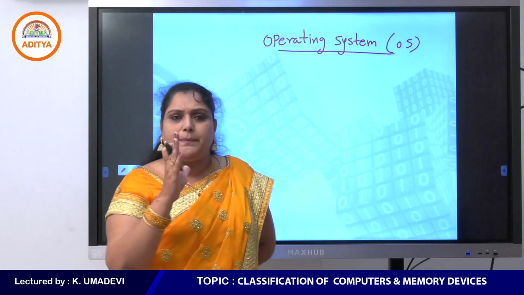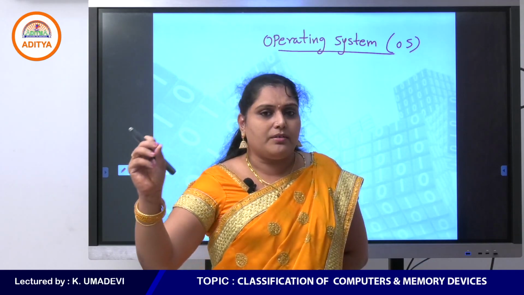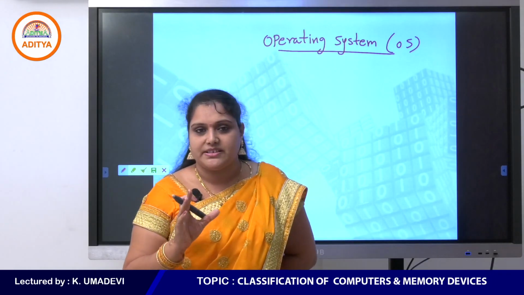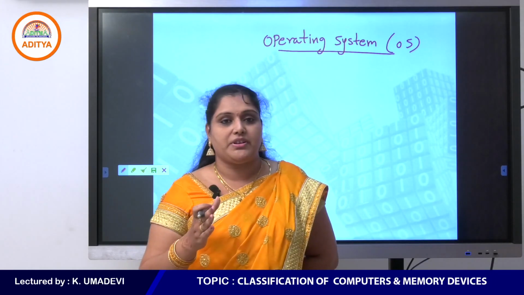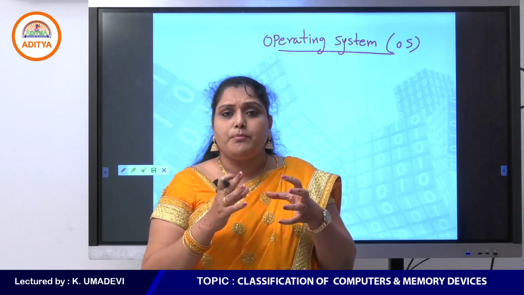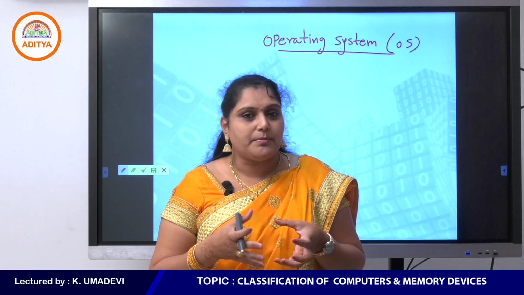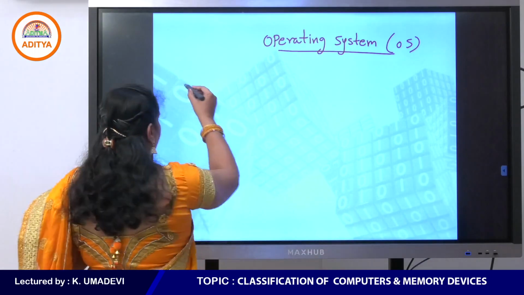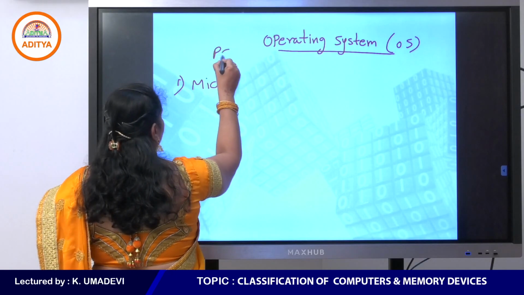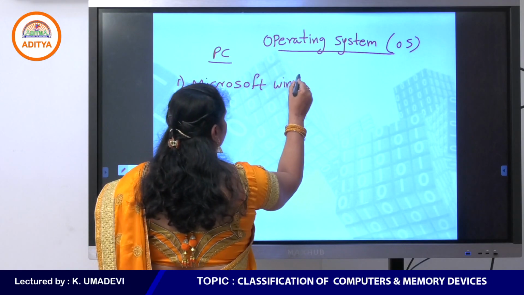Most people use the operating system that comes with the computer, but it is possible to upgrade or even change the operating system, because so many versions are available now. So what are the different types of operating systems? Mainly, the three most common operating systems used in personal computers, PC being personal computers. The first one is Microsoft Windows.